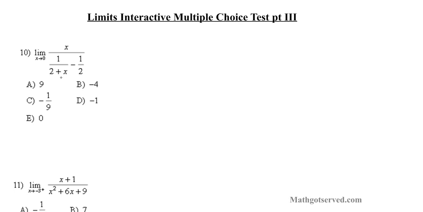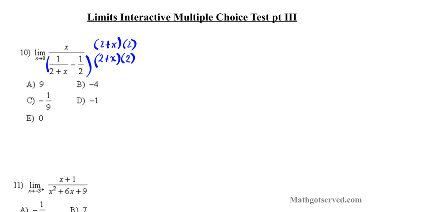I'll just multiply the numerator and the denominator by the LCD of the denominator, which is 2 plus x times 2. Okay, so multiply the numerator and the denominator by 2 plus x times 2. That is the LCD of the denominators of this expression right here. Okay, so top and bottom 2 plus x times 2.